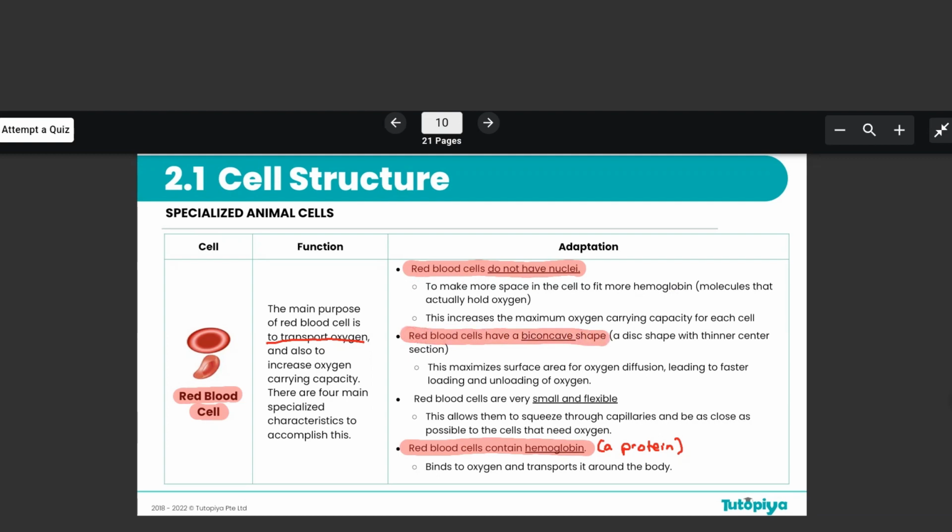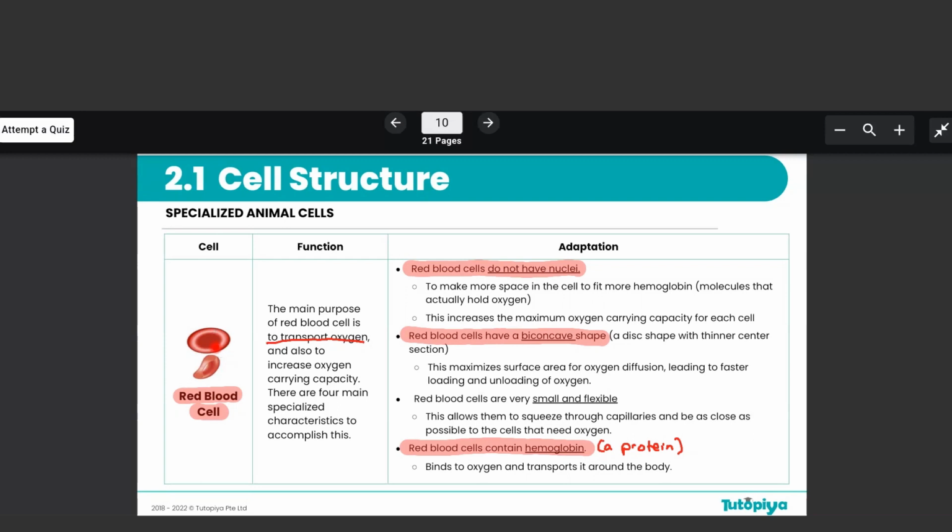A biconcave shape is basically a disc shape with a thinner center section. So you see this shape over here. This is what we call a biconcave shape, where the center is much thinner than the outer regions. You can actually imagine this like a donut, where the center is very thin compared to the other sections. So this is the shape of a red blood cell that you would see under a microscope.